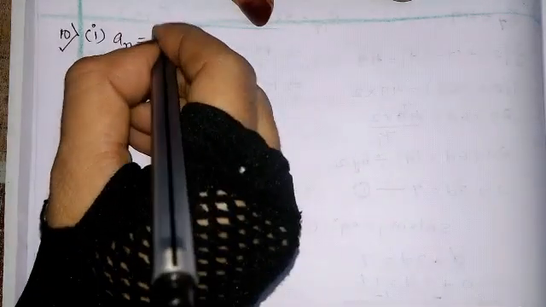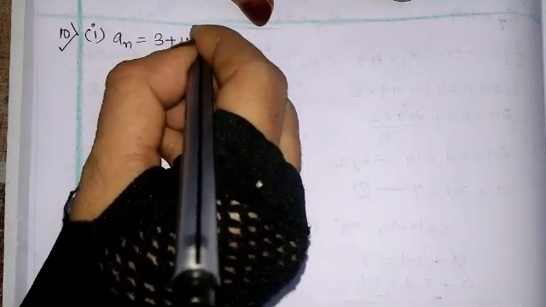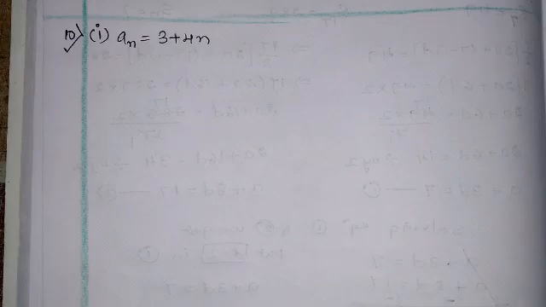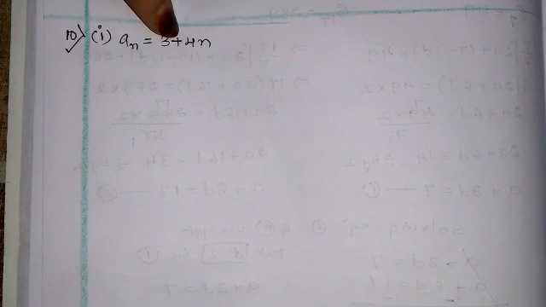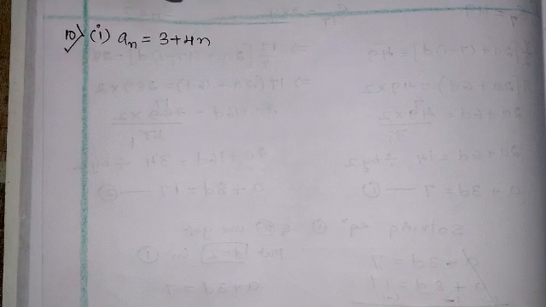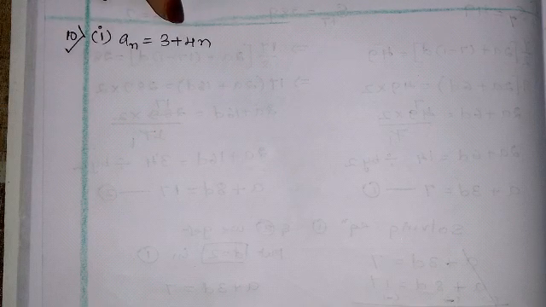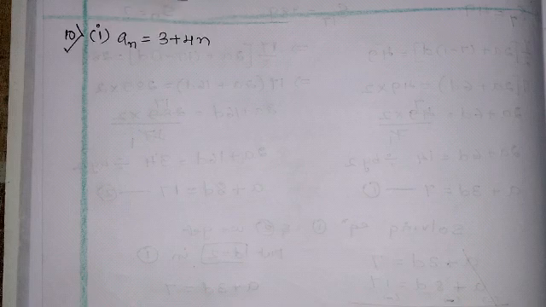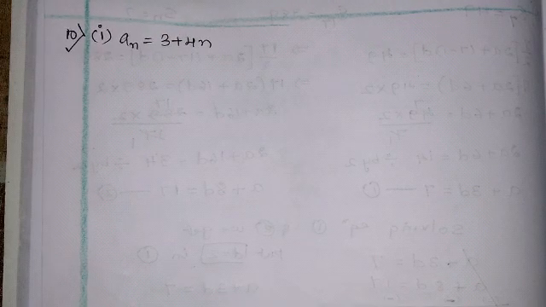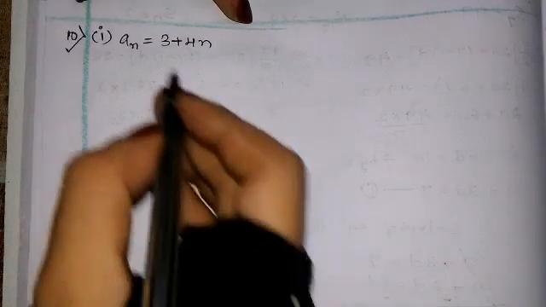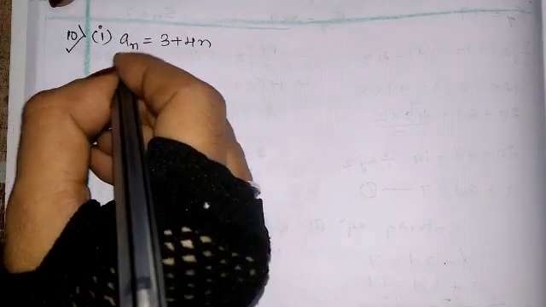AN is equal to 3 plus 4n. What question have they asked? They are asking us first to show that it is an AP. They have told us to show that it is an AP and also find the sum of the first 15 terms of the AP. Okay, the AP we have to find.